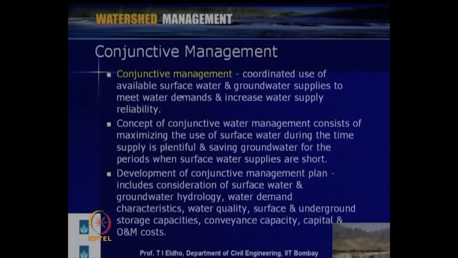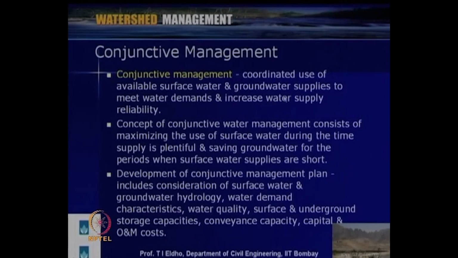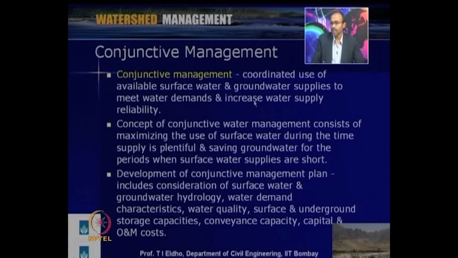Now, with respect to this conjunctive use, we can define what conjunctive management is. As we discussed, conjunctive management is the coordinated use of available surface water and groundwater supplies to meet water demands and increase water supply reliability. This is actually when we are developing a management plan, so that water availability will be there throughout the time, and there will be optimal use and optimal demand management.